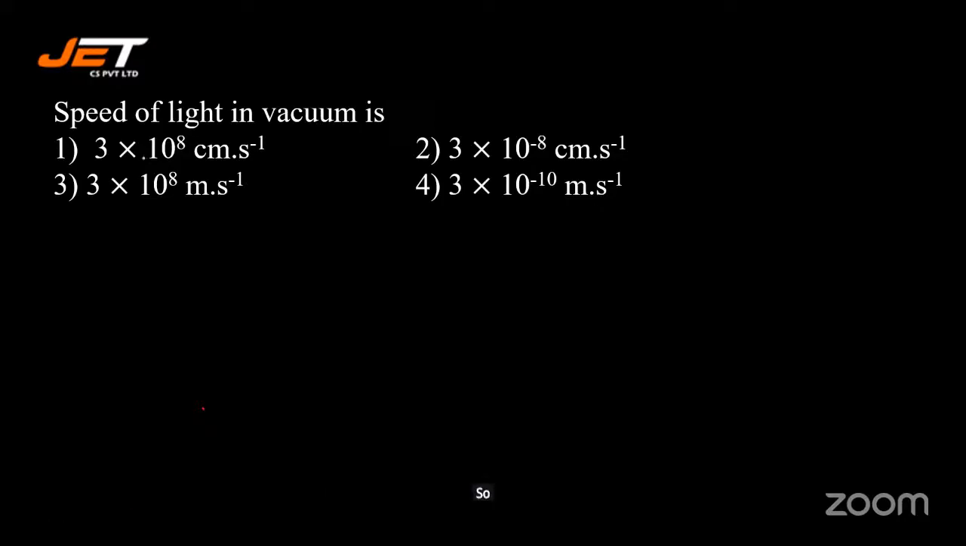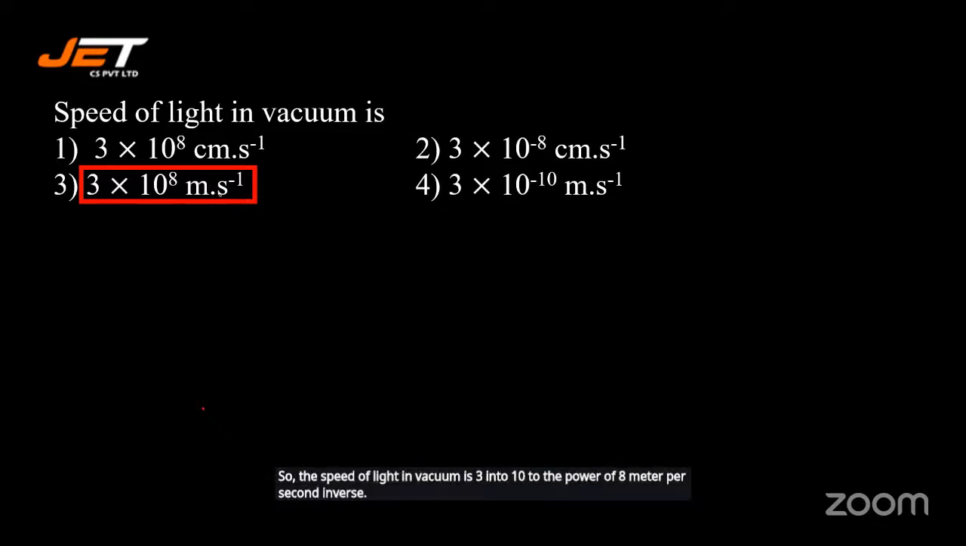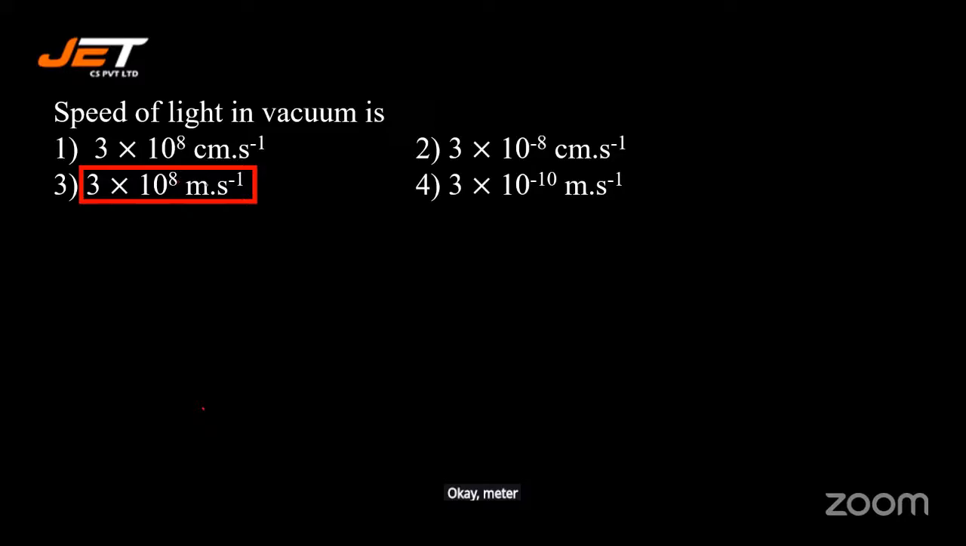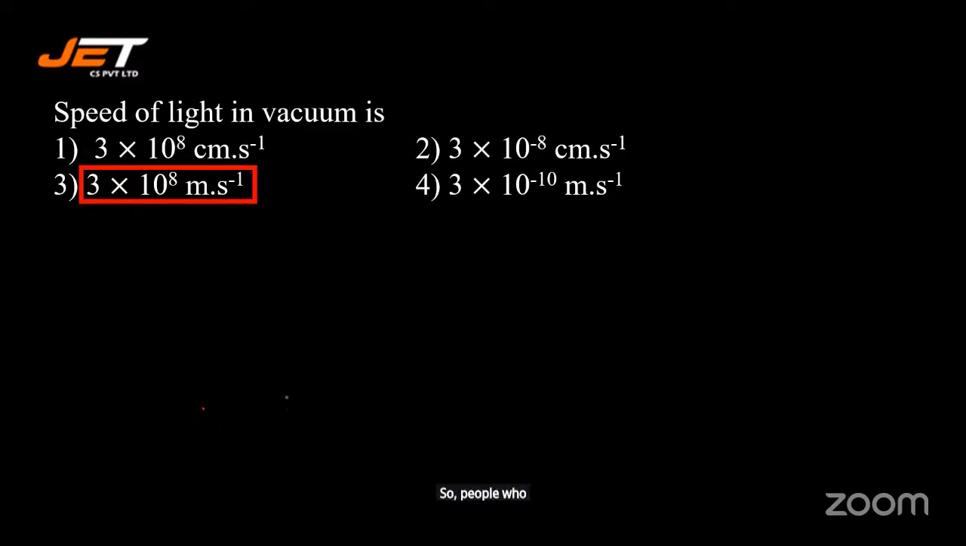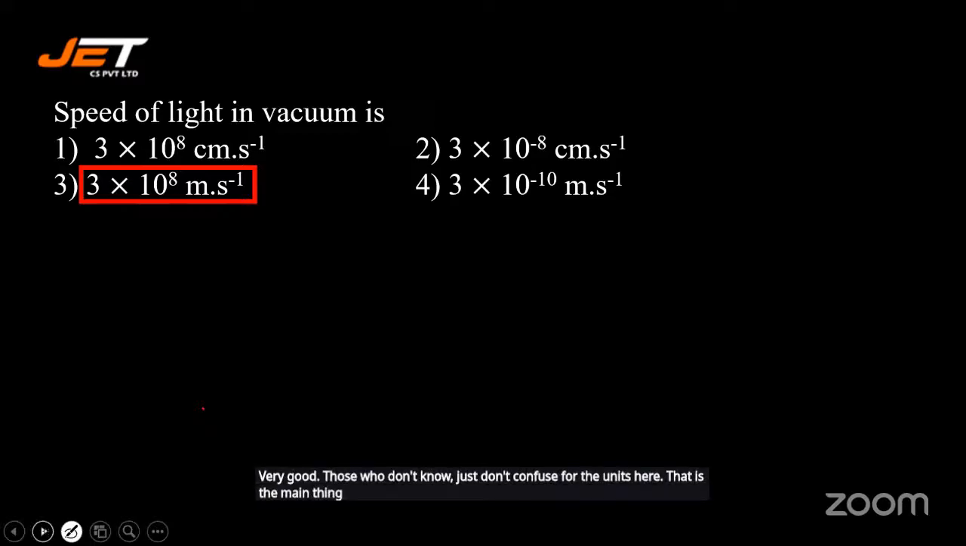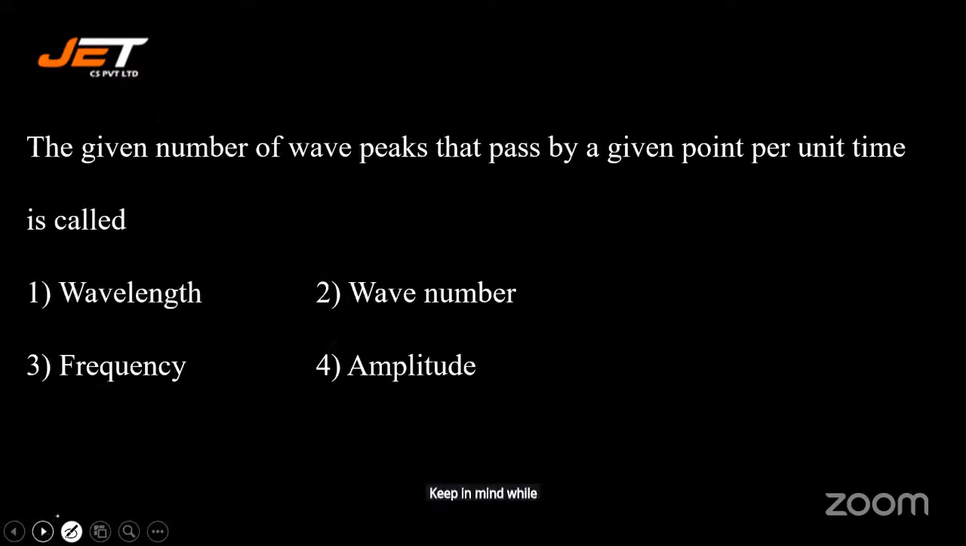So the speed of light in vacuum is 3 into 10 to the power of 8 meter per second inverse. Okay. Meter second inverse is the unit which you have to remember. So the only confusion you will get is in the units. So people who have answered it correct are good. Meenakshi Reddy has given option 3. Very good. Those who don't know, just don't get confused by the units here. That is the main thing which you have to keep in mind while solving these types of questions.